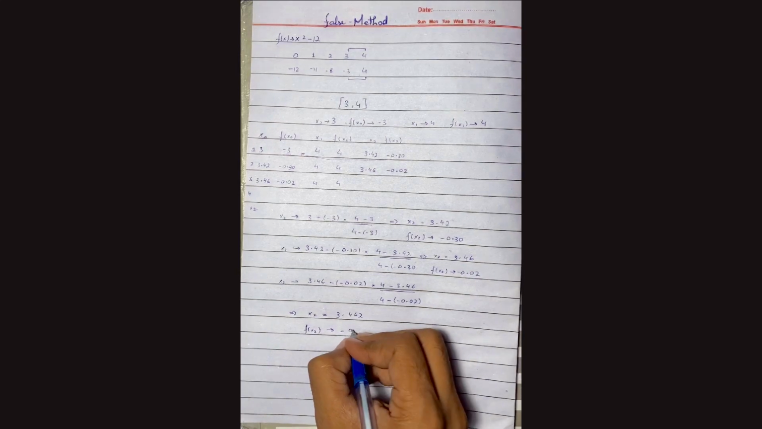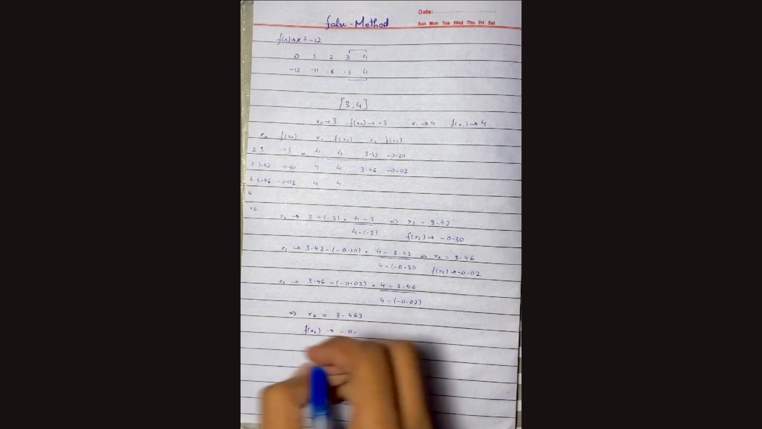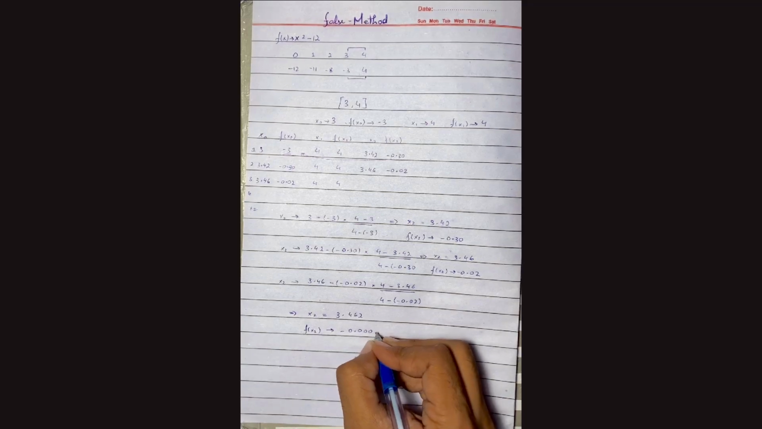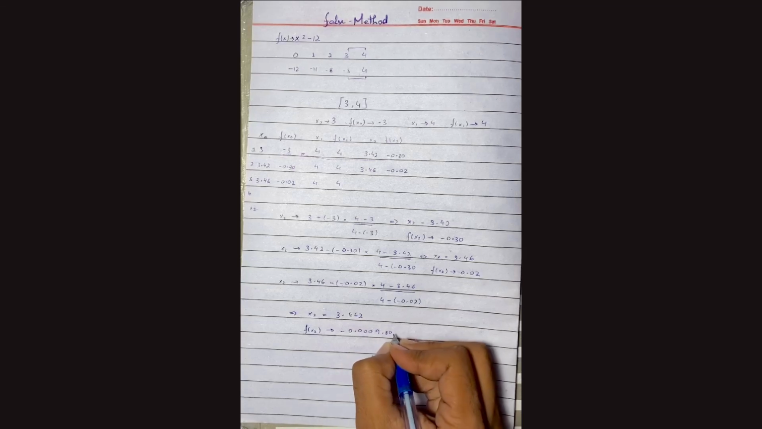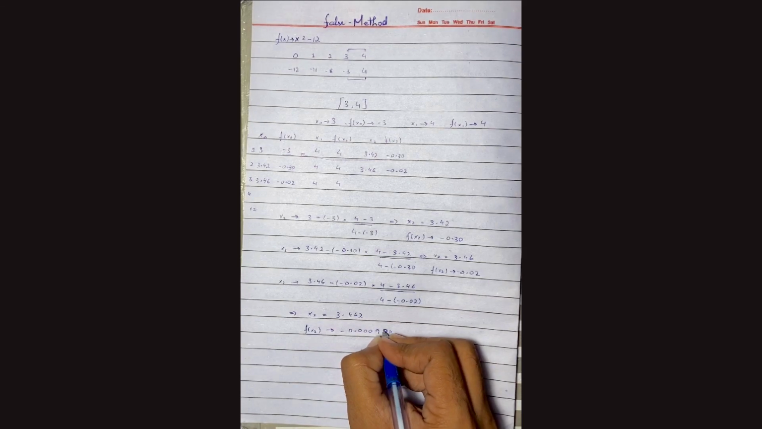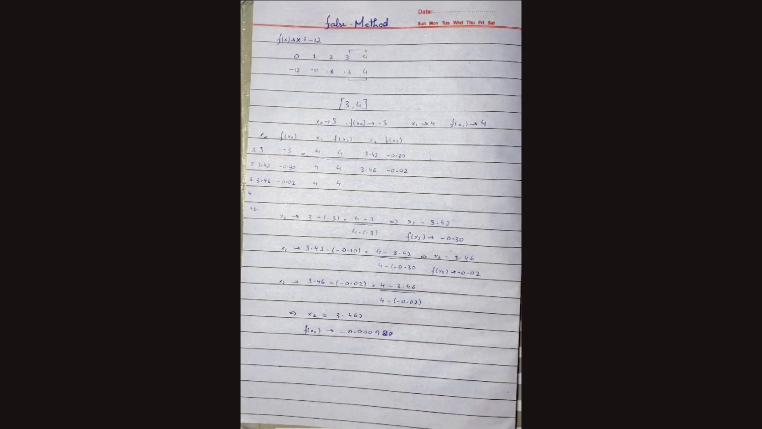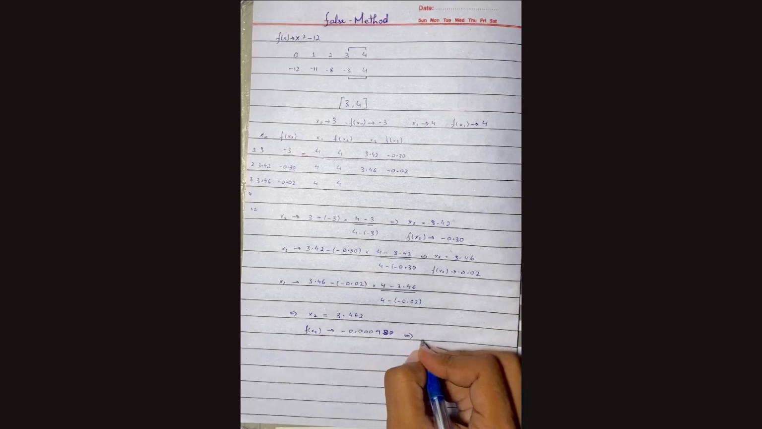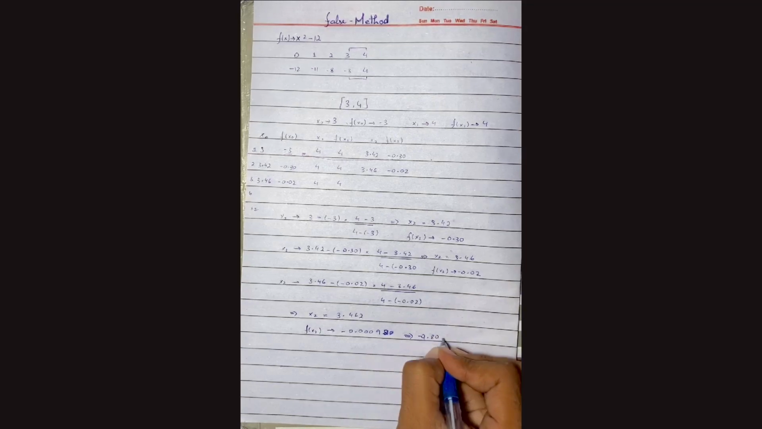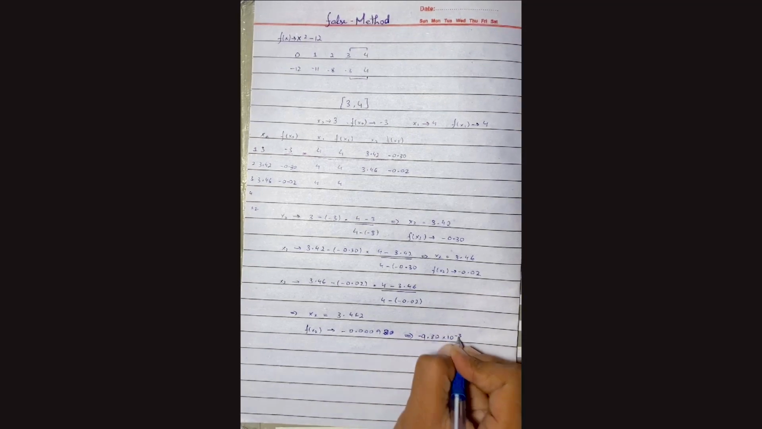minus 9.98 something, or we can say minus 9.80 multiplied by 10 to the power minus 3.